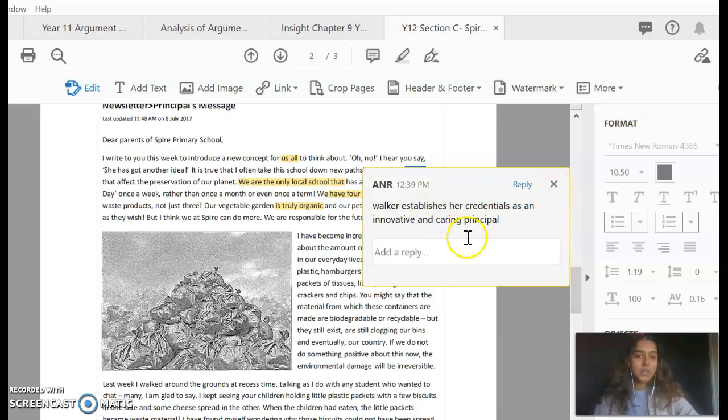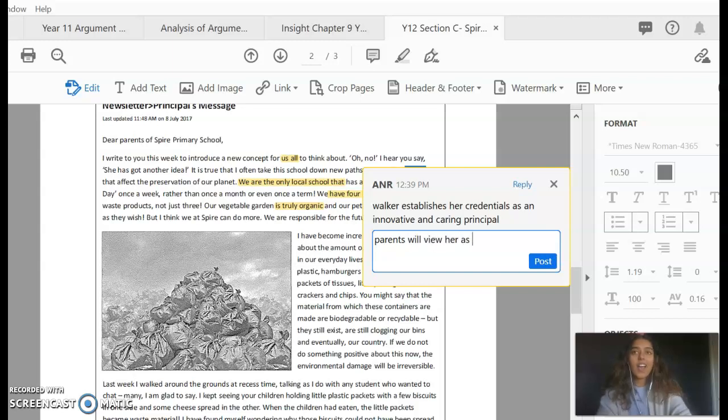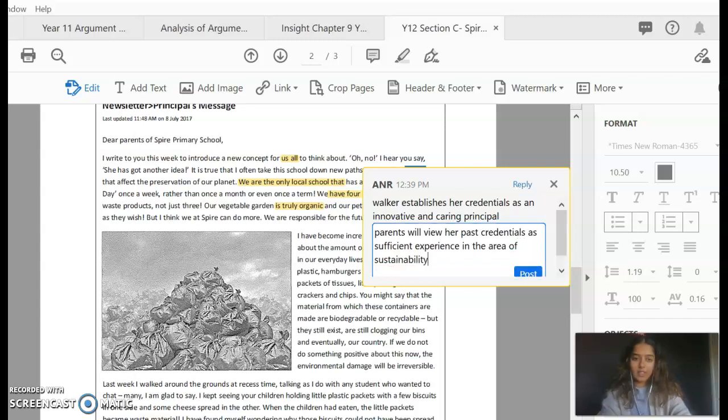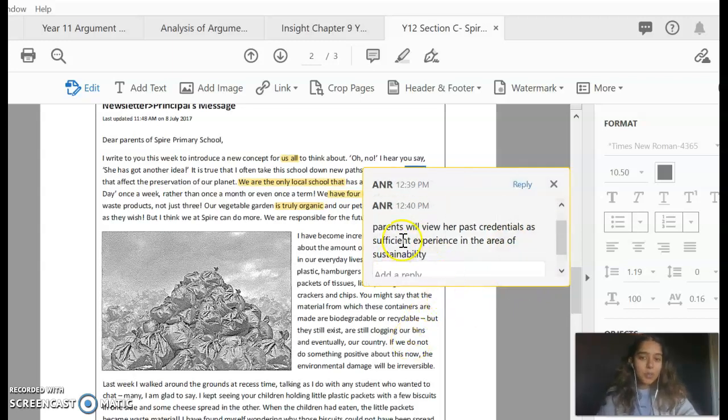And guys, if you think about it, it's pretty smart to start off your piece establishing your authority and your past experience in the area. If you think about the effect, parents will view her past credentials as sufficient experience in the area of sustainability. Basically, why should we believe this Walker person? Look at all the things she's done.